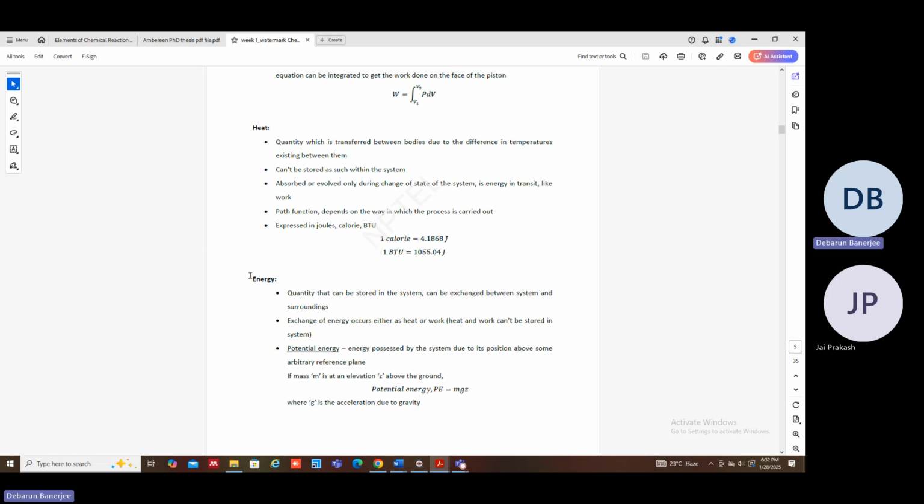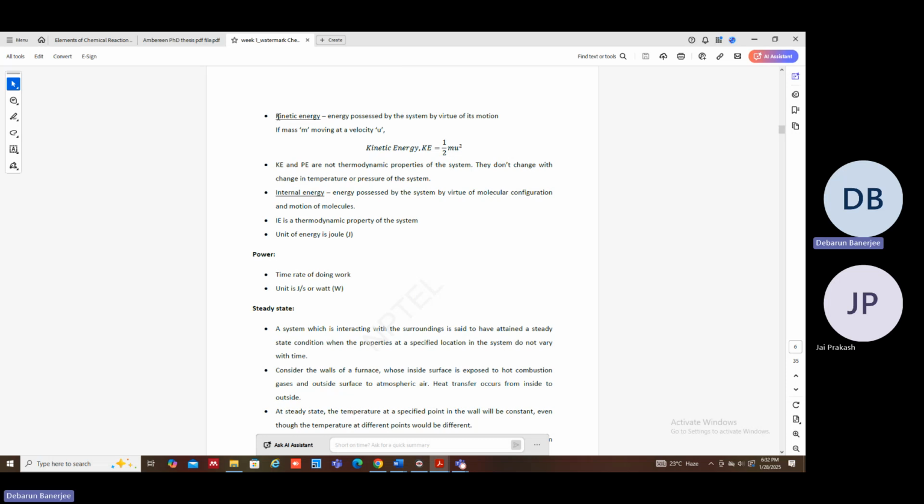Energy is such a quantity which can be stored in the system and can be exchanged between the system and surroundings. Exchange of energy occurs either as heat or work. Potential energy is a form of energy which is possessed by the system due to its position above some arbitrary reference line. For example, potential energy is equal to mgz. m is mass, z is the height or elevation above the ground, and g is the acceleration due to gravity. And kinetic energy is the energy possessed by the system by virtue of its motion. Kinetic energy is half mu square, where u is the velocity and m is the mass.